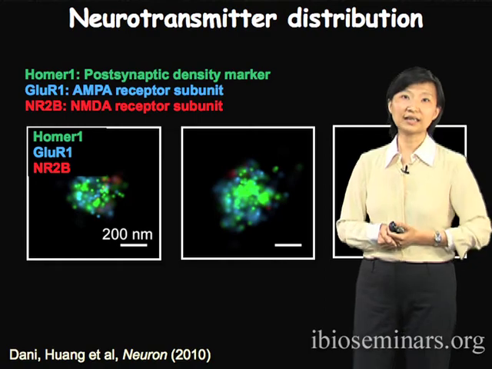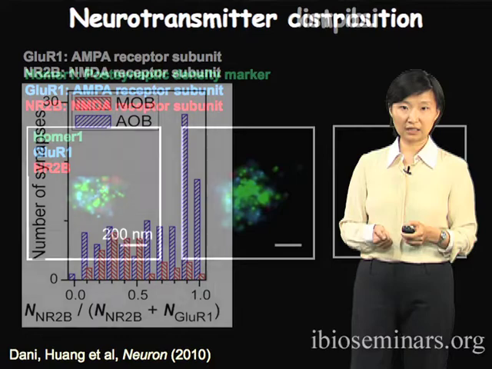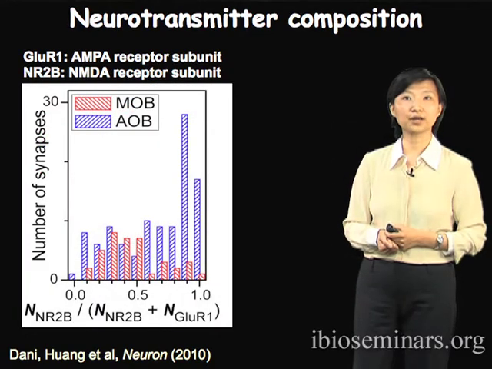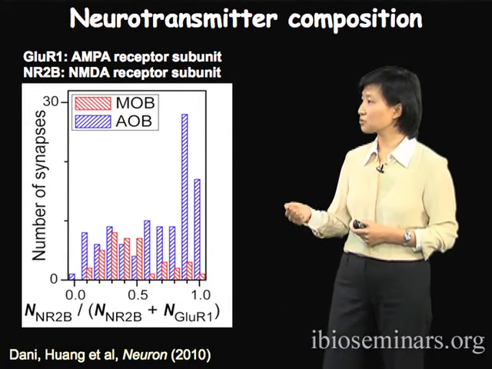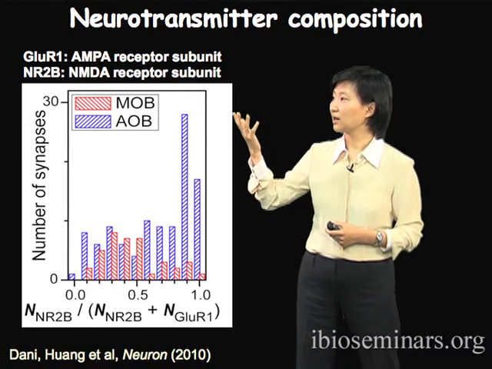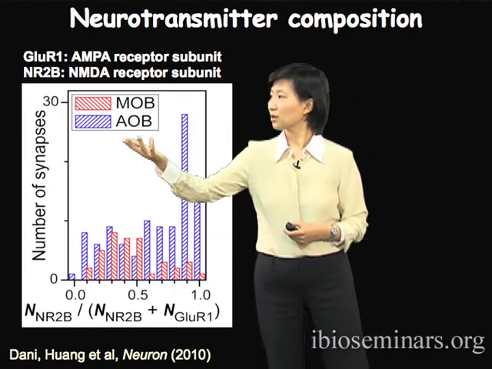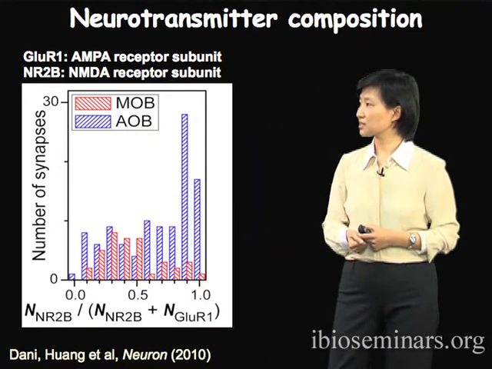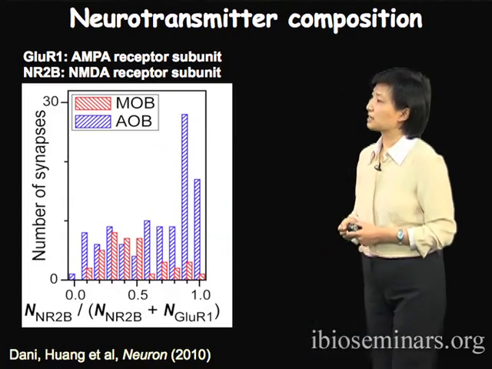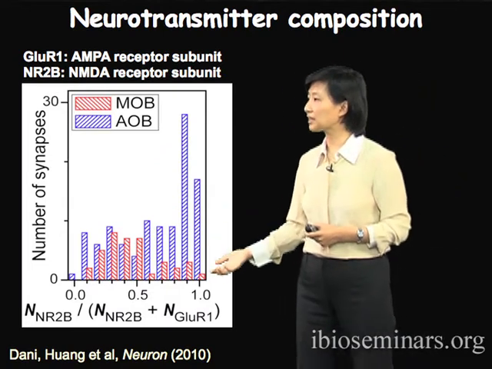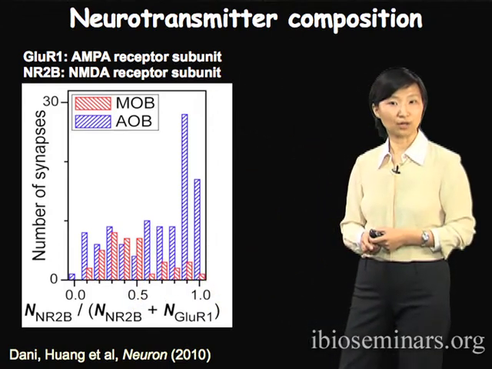By quantifying the neurotransmitter receptor composition over many synapses in a couple of brain regions, we actually come up with a pretty surprising discovery, and that is we found that in this adult accessory olfactory bulb, which is short named here as AOB, we found a large population of synapses that predominantly has NR2B, but have very few GluR1.